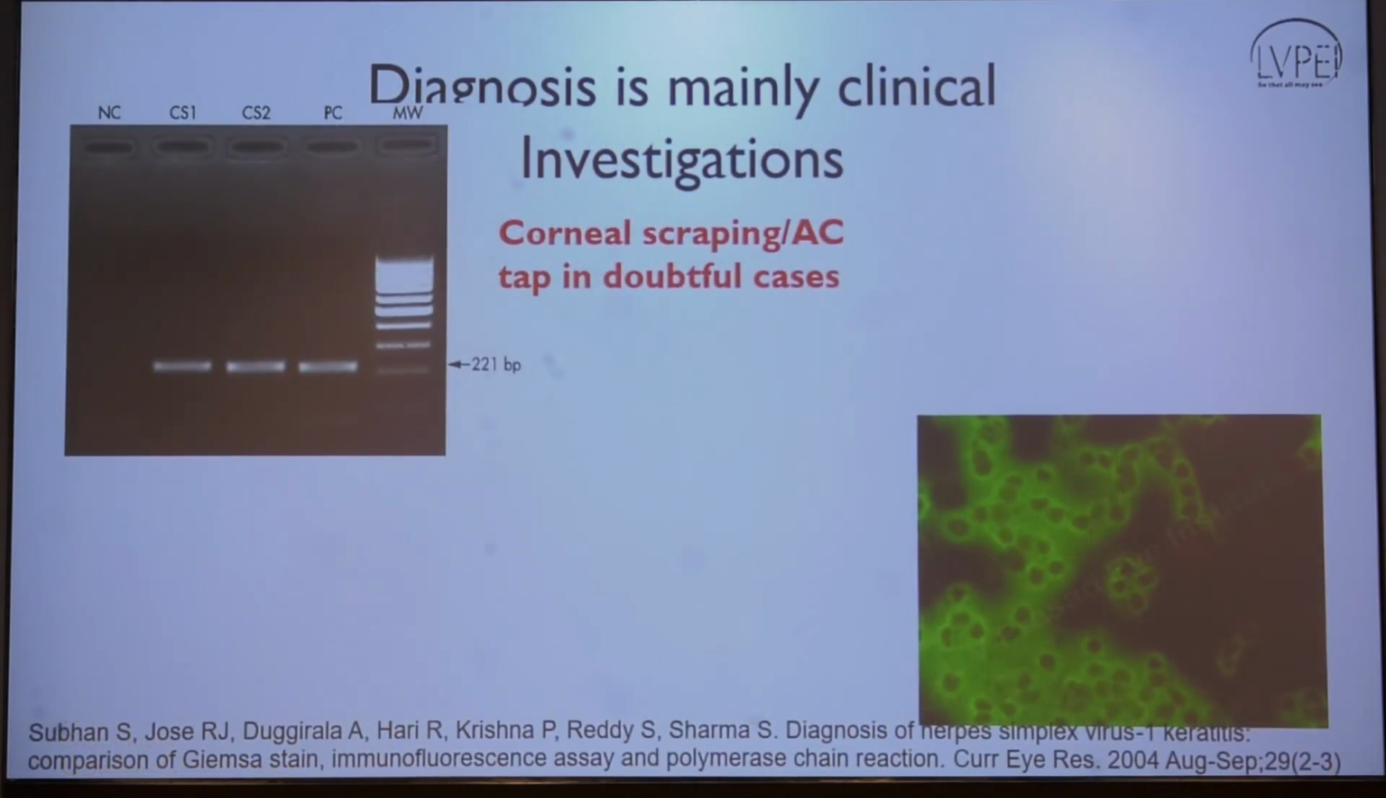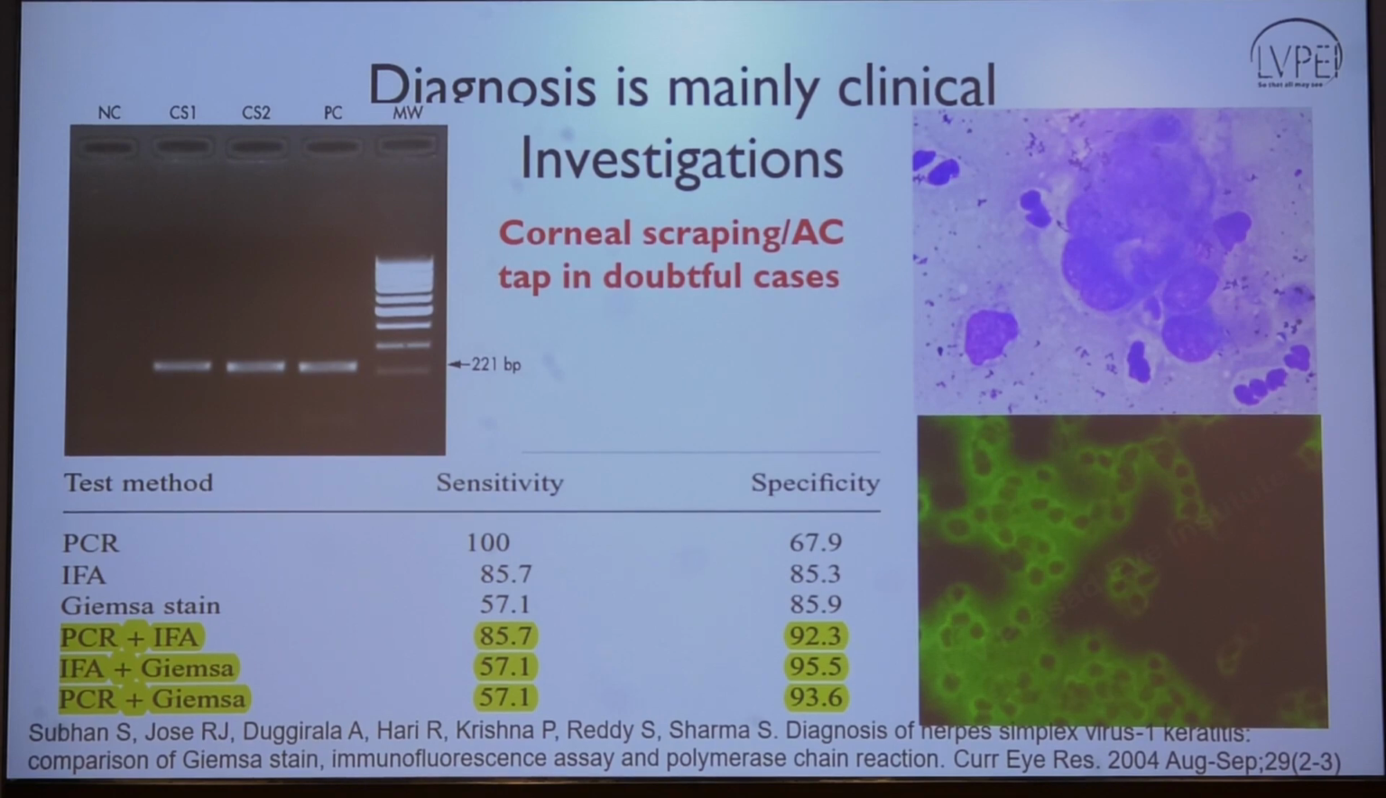Diagnosis is mainly clinical, but we still need some investigations in doubtful cases, in terms of corneal scraping or anterior chamber tap. There are 3 investigations which are useful: PCR, Giemsa staining, and IFA, the indirect form of immunofluorescence. As you can see here, multinucleate giant cells in the Giemsa make the diagnosis suspectable, and also the IFA and PCR, but none of them is used single-handedly to make the diagnosis. The combination of PCR and IFA holds maximum sensitivity and is better as compared to IFA with Giemsa, or PCR with Giemsa.